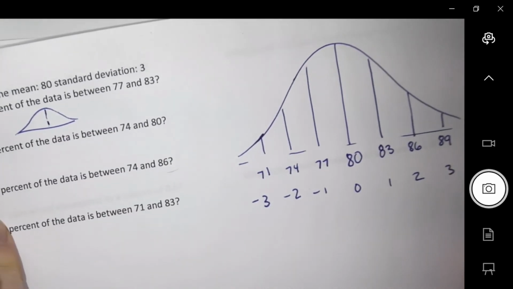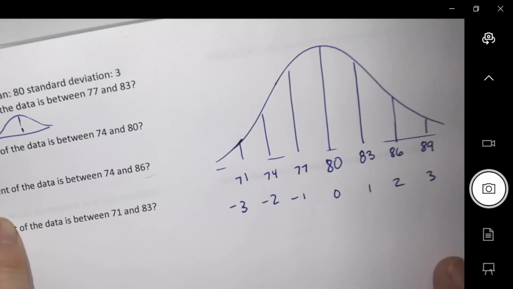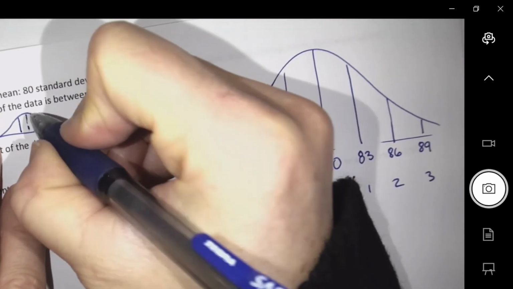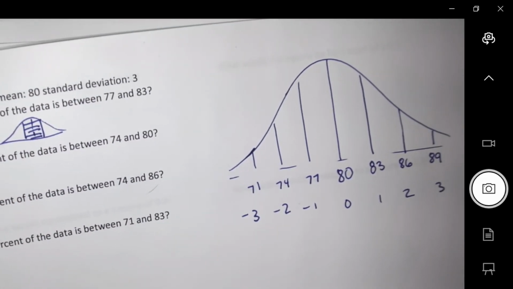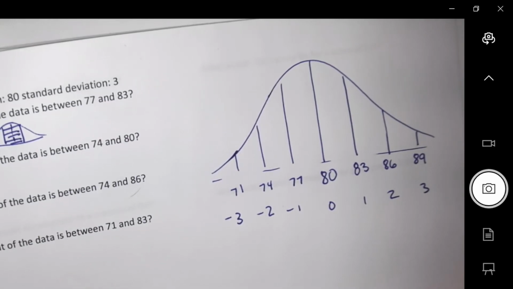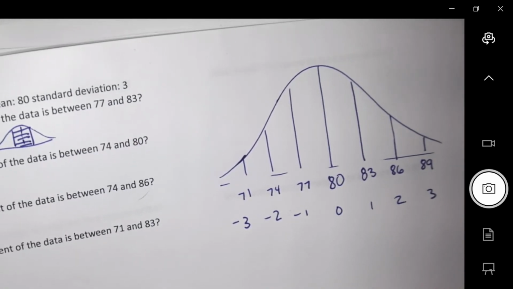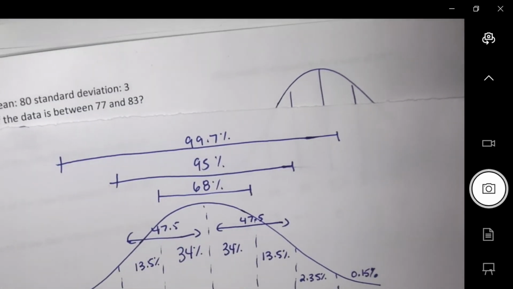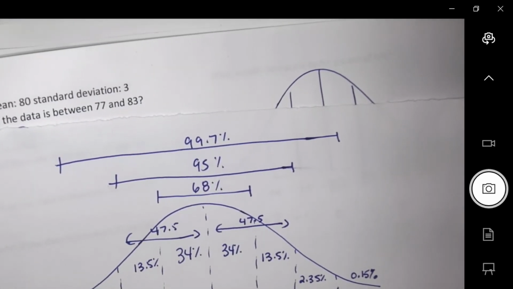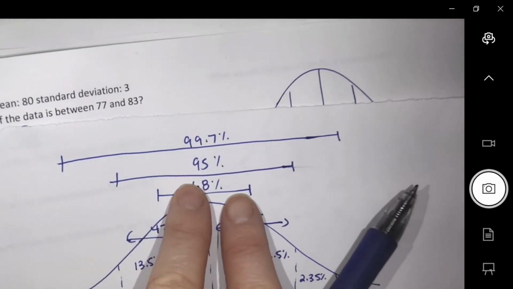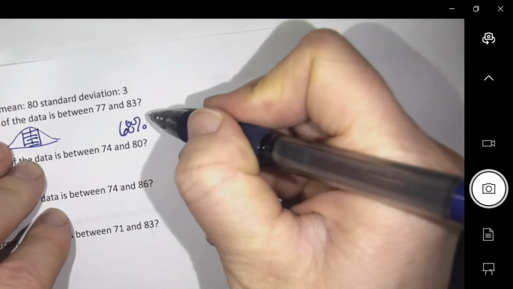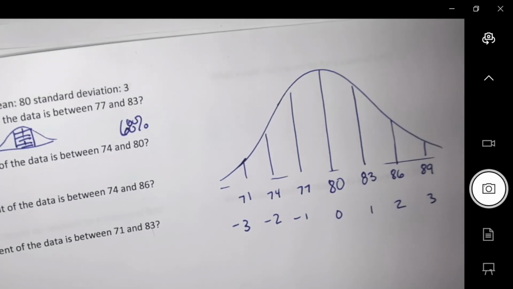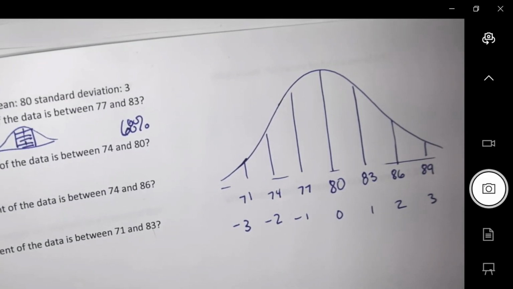Okay, question 1. What percent of the data is between 77 and 83? So I think you should all have your cheat sheet beside you, right? So I'm looking from -1 to 1, which is the number 68. 68% of, okay, I'm going to say this is a test grade. 68% of the students got between 77 and 83% on my test.